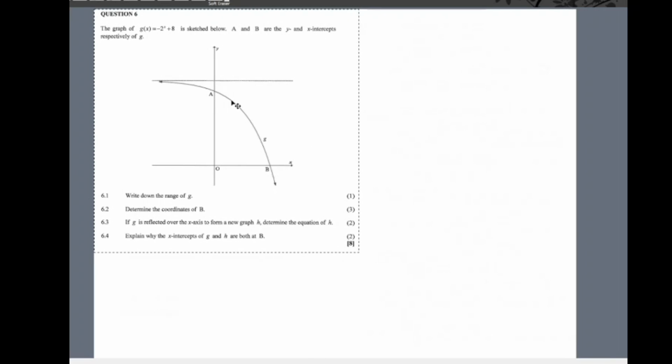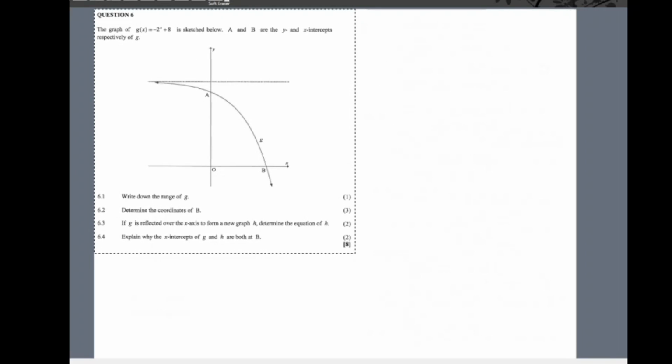So question 6: the graph of G is sketched below. A and B are the y and x intercepts of G. And then question 6.1, write down the range of G. So this line here is the asymptote, this dotted line. The line y equals 8 is the asymptote of the graph of G, meaning the graph of G can never cross above this line, right? So the graph of G exists for all values below.